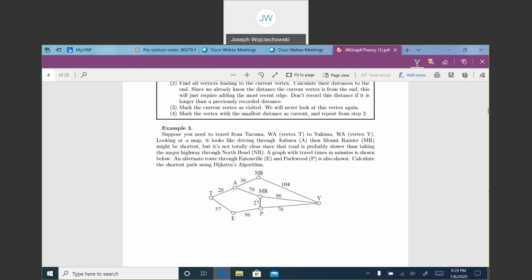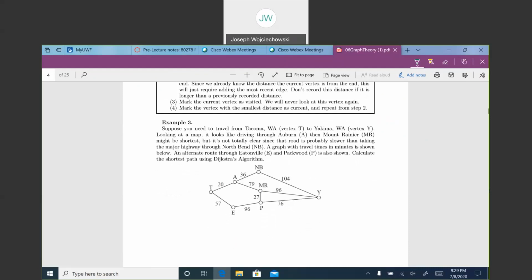So suppose you need to travel from Tacoma here to Yakima here. Looking at a map, it looks like driving through Auburn here and Mount Rainier here might be the shortest route. But it's not totally clear since that road is probably slower than taking the major highway through North Bend.